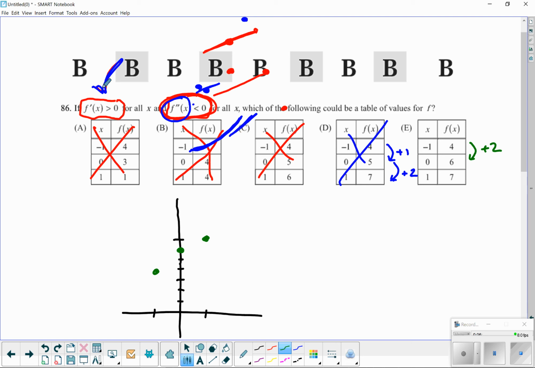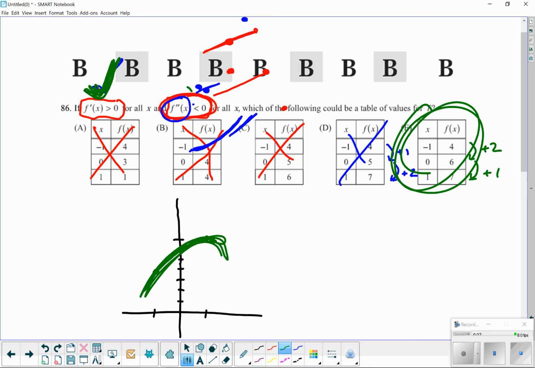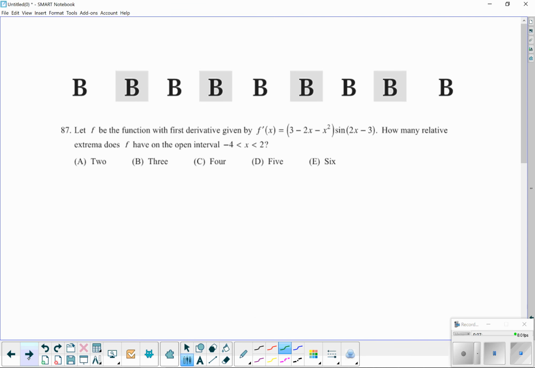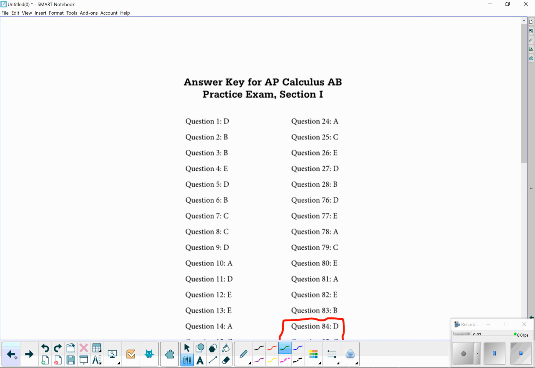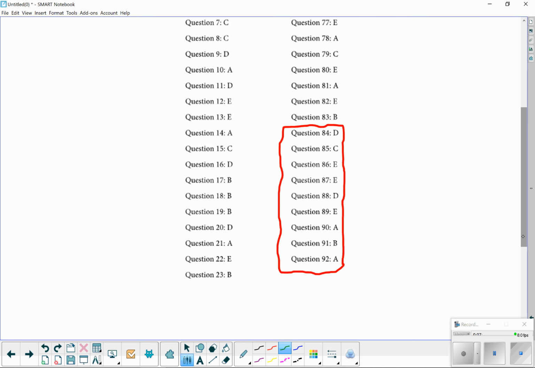Okay, so it's increasing. So that works here. But then from 6 to 7, it's only going up by 1. It's still increasing, okay, but it's slowing down. If I'm drawing this picture here, it's kind of curving down, which is concave down. It's a concavity of a downwards motion. So that right here fits this need also, and that would be answer choice E. If you look back at your answer, that was number 86. Answer is E.